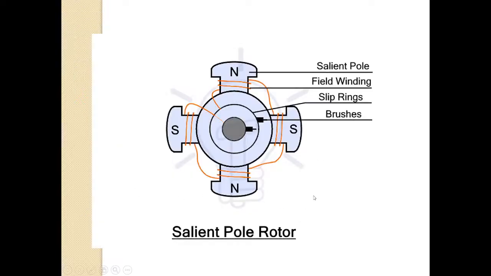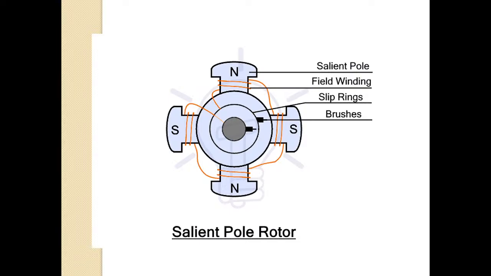In the salient pole type rotor, there is a large number of protruding or projecting poles. You can see these are projected outwards, isn't it? North pole, south pole. There are 4 poles here. A salient pole rotor will have projected poles mounted at the core of laminated sheet. This core is also made up of laminated sheet, steel or cast iron.